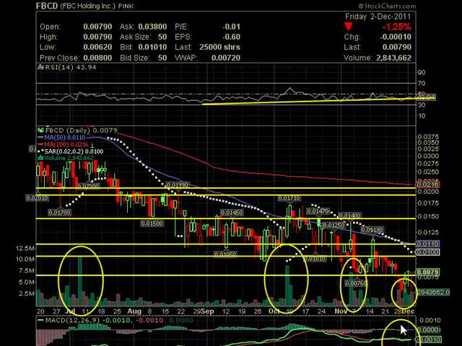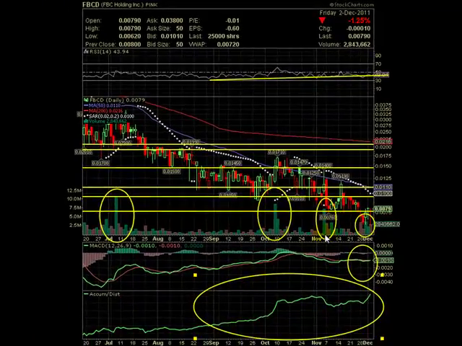I'm going to be watching for this to do a reversal and flip up into the uptrend, which I think, in my opinion, is possibly going to happen if all the indicators and price action keep up. So again, Chasing Stars is doing a video chart for FBCD. Keep an eye on this one going into next week.